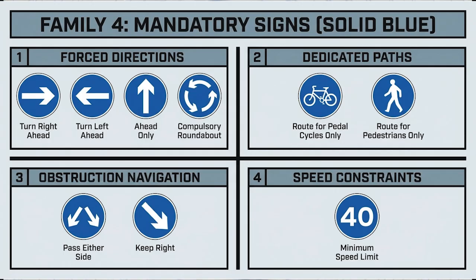All right, shifting gears completely to Family 4, mandatory signs. These are the solid blue circles. And remember, blue means must do. These signs force specific directions, like turn right ahead or ahead only. They dedicate specific paths, reserving routes exclusively for pedal cycles or pedestrians, and rather than setting maximum limits, the blue circle actually sets minimum constraints, like forcing a minimum speed of 40 kilometers per hour.